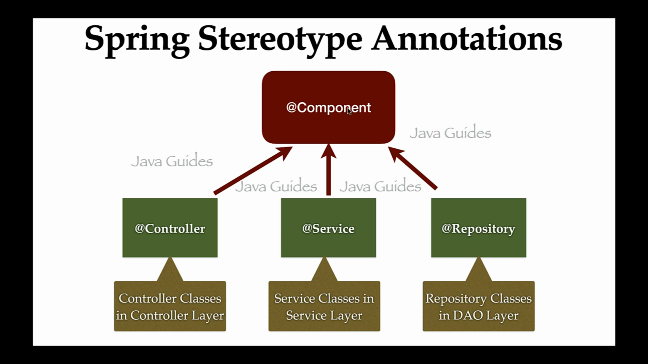Well, notice here the diagram. The @Component annotation is the main stereotype annotation, and the other annotations like @Controller, @Service, @Repository are derived from the @Component annotation. Derived meaning these @Controller, @Service, @Repository stereotype annotations are specializations of the @Component annotation. Okay, now let us understand more about these stereotype annotations with an example.